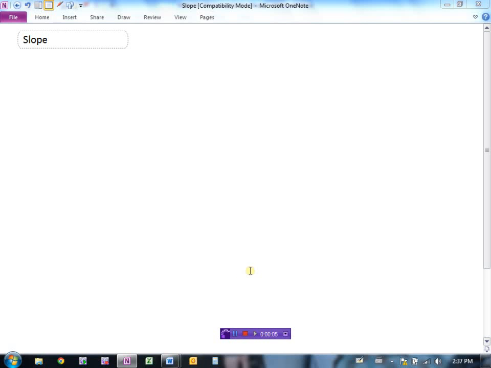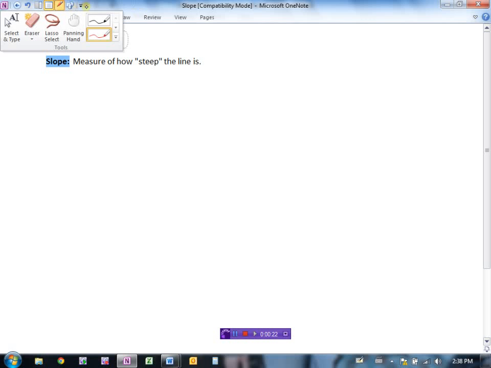In this video we're going to talk about another property of lines, and that is the slope. Now the slope of a line is really just measuring how steep the line is. So the slope is a measure of steepness of the line.